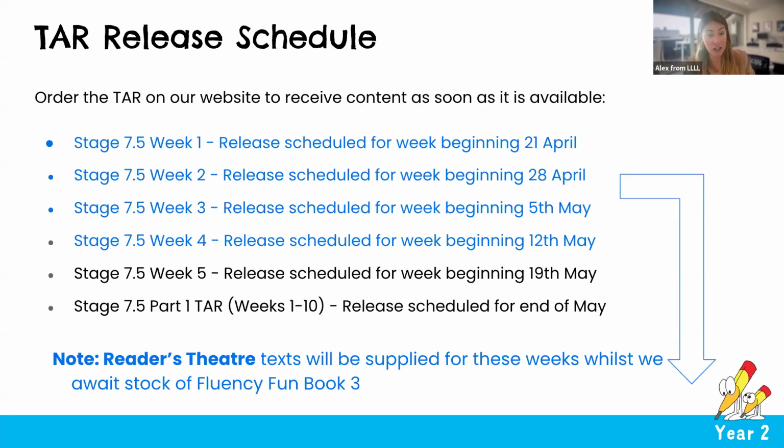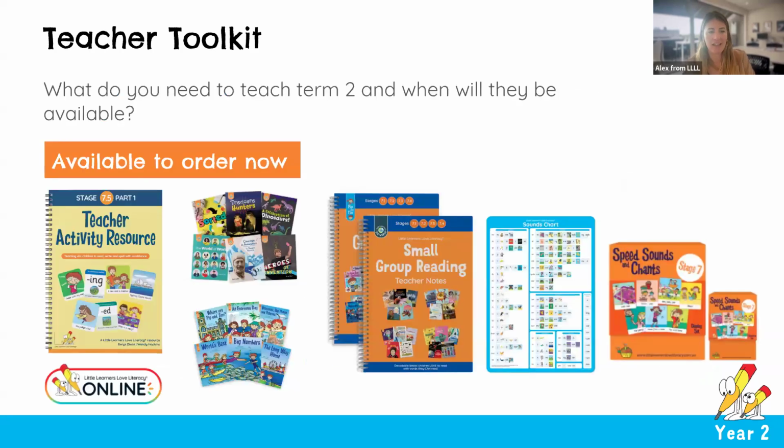As just another little tiny note, in case you're worried, the Readers Theatre text will be supplied for these Blue Weeks as we send out the digital resources, because the Readers Theatre is within the Fluency Fun books, and they will be released towards the start of May. So you won't be without the essentials to teach the scope and sequence for term 2 if you have ordered your teacher activity resource. Having said that, there are some new things coming later in term, which hopefully might be quite exciting, but you certainly don't need them to get up and running with the teaching.